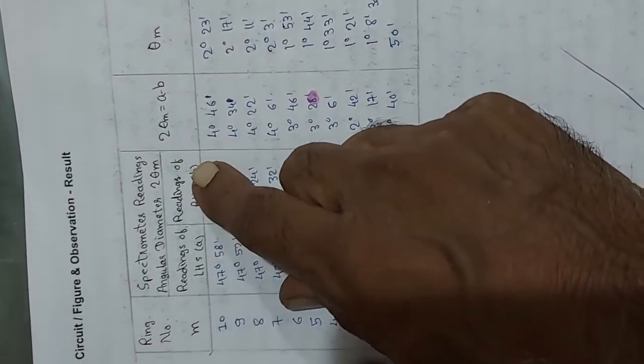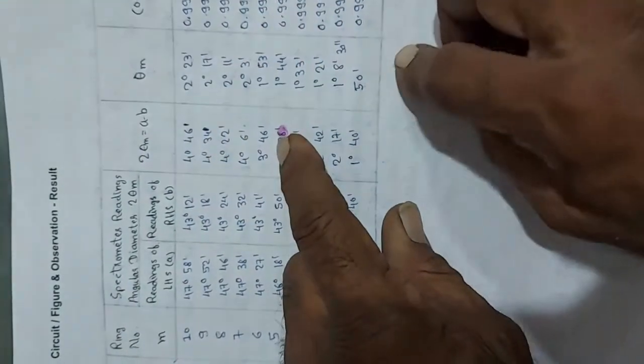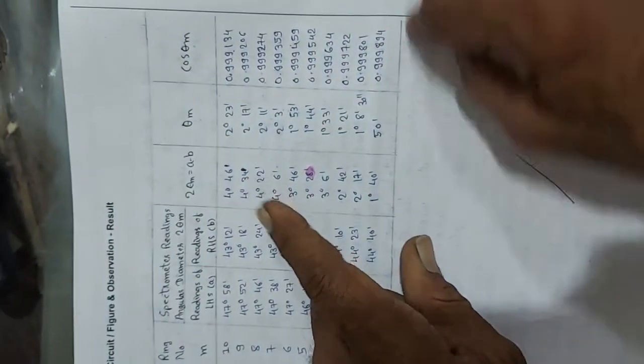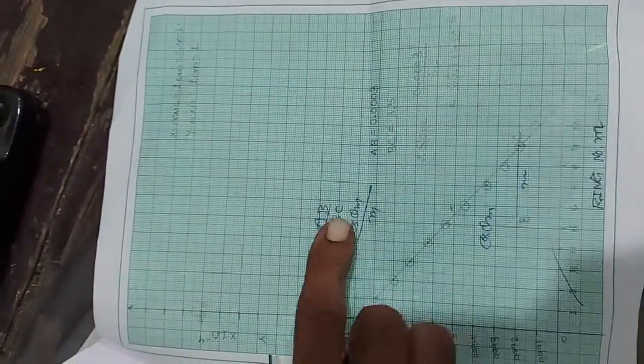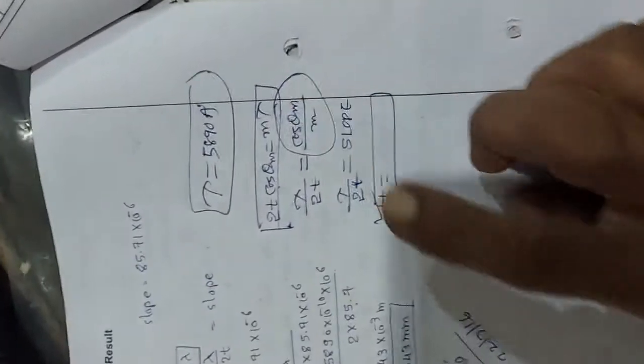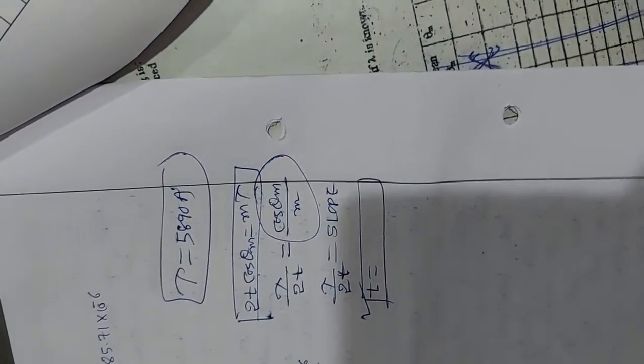I will give you the left hand side and right hand side readings of the 10 rings. You have to find the angular diameter of the ring, and from it find the diameter and the value of cos theta m. Plot the graph of cos theta m against ring number m, find the slope AB upon BC, which gives the value of cos theta m upon m, and from the slope you can find the thickness of the air film formed between two plates of the fabricated ethanol.